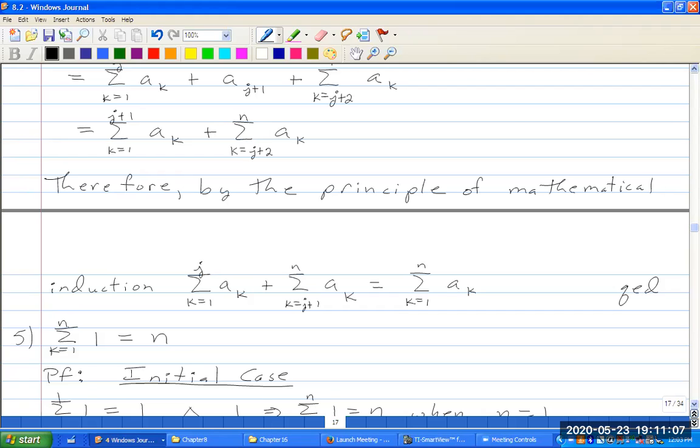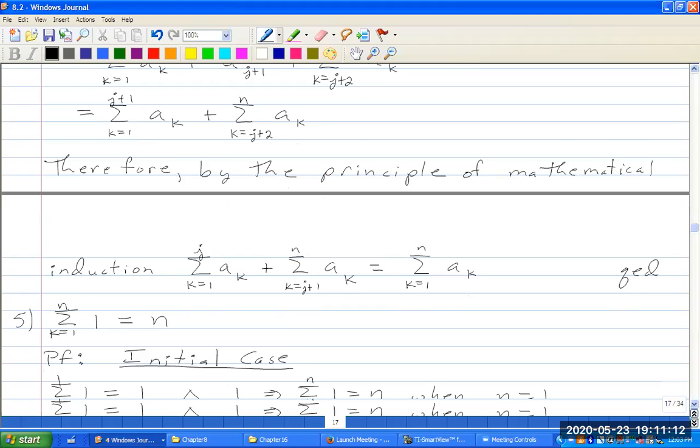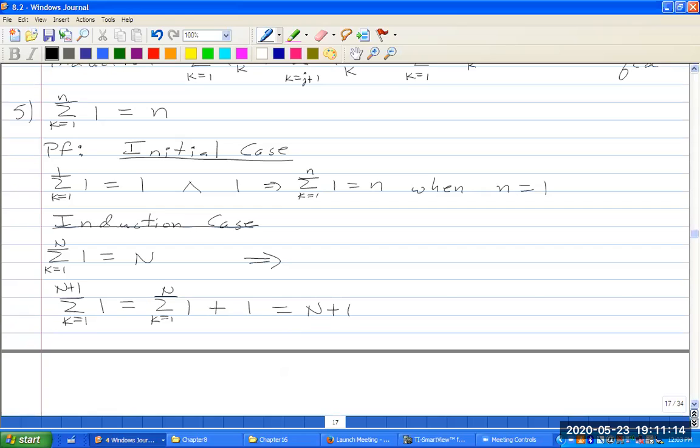Property 5, the sum k equaling 1 to n of 1 is equal to n. Let's do this by induction. And so, well, the sum of k equaling 1 to 1 of 1 is just 1, only one term there. And, well, when n is 1, n is 1. And so, therefore, the sum k equaling 1 to n of 1 is equal to n when n is 1.